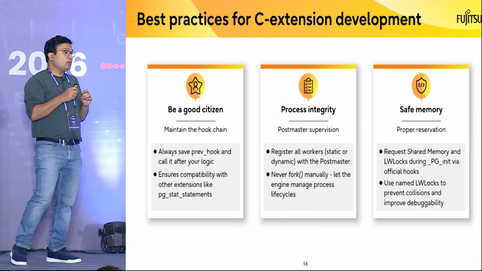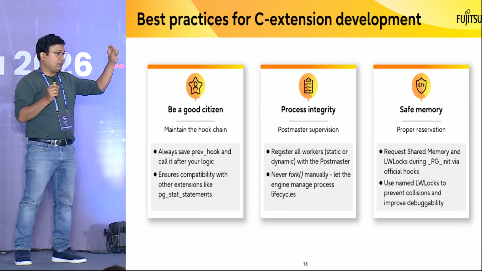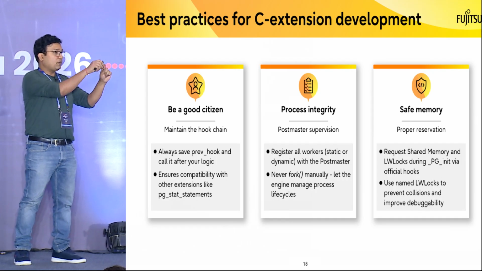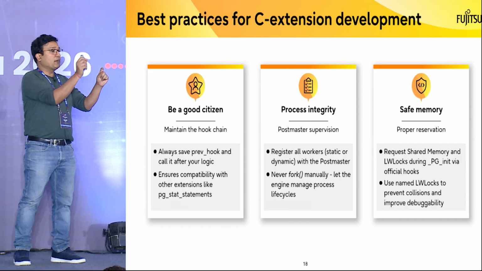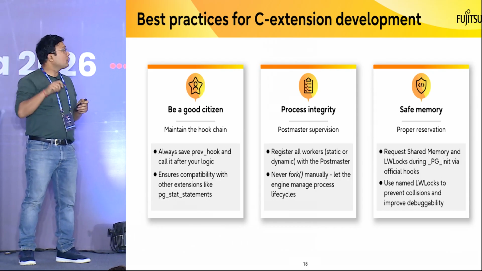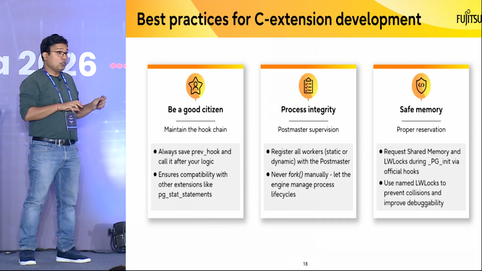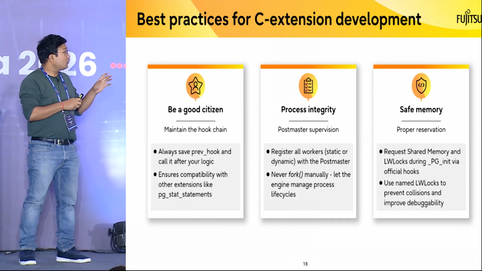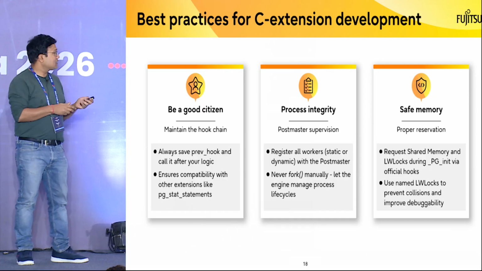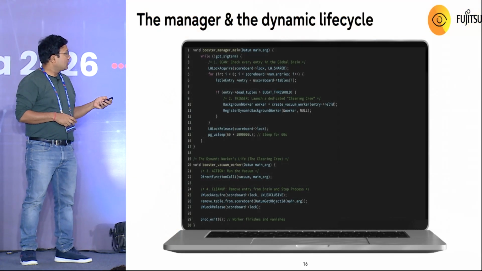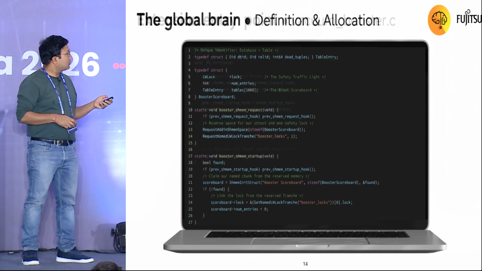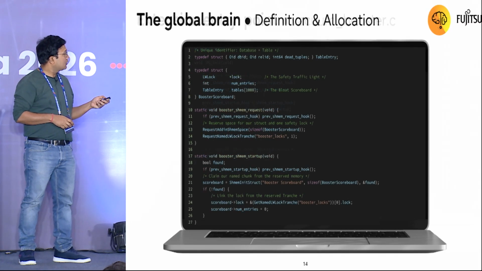Because Postgres gives you a global pointer, you just put your function pointer there and it will be called automatically. So you have to maintain the chain. We call this the hook chaining problem. You should not lose that hook, so you have to maintain the hook chain. If you see my previous example, I maintain that hook.